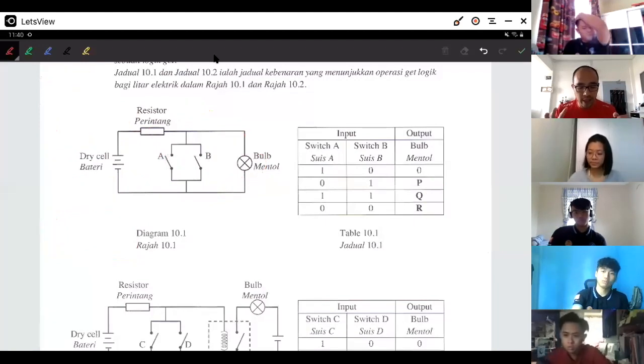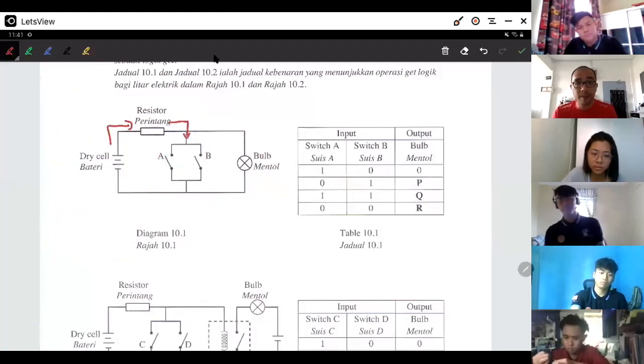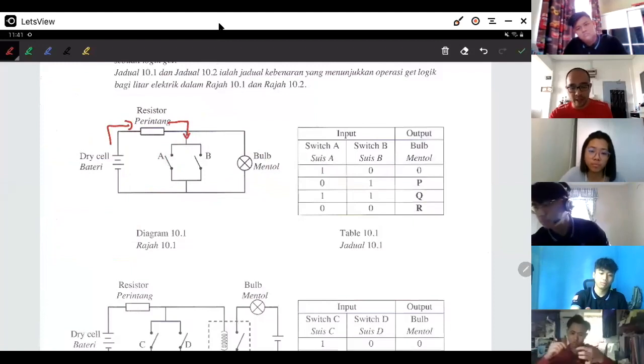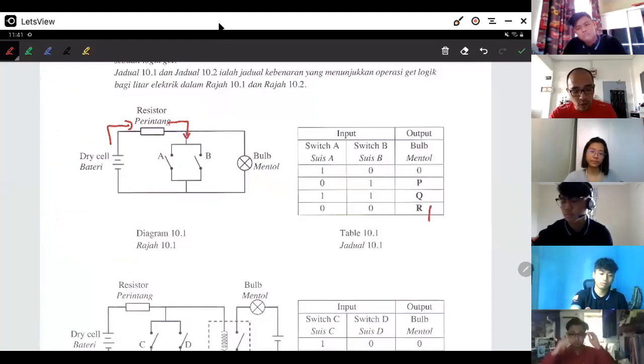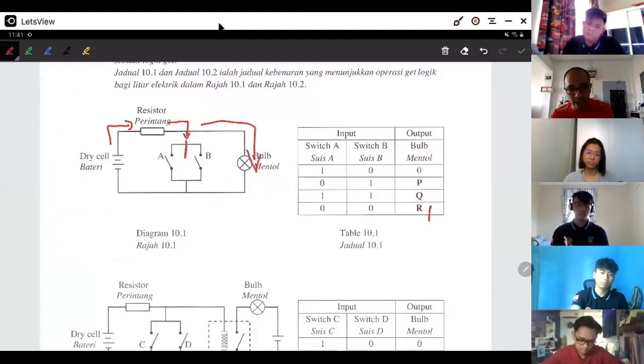Okay, so the idea is this. Current will flow through here, and then it will come through here. Sorry, if this is boring you then you don't need to follow. But if both of these are off, then the current has no choice but to flow through here. No choice, because this way is blocked. So definitely the bulb will come on. When A is off and B is off, then the bulb lights up.